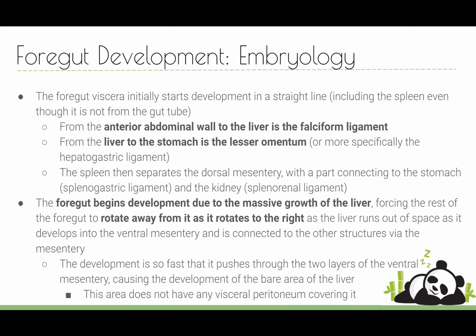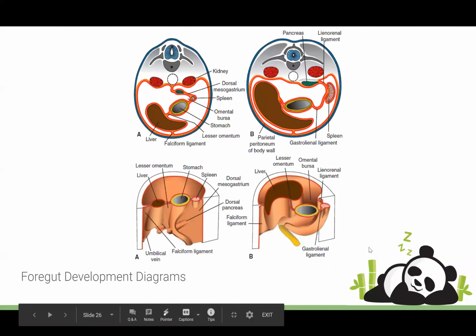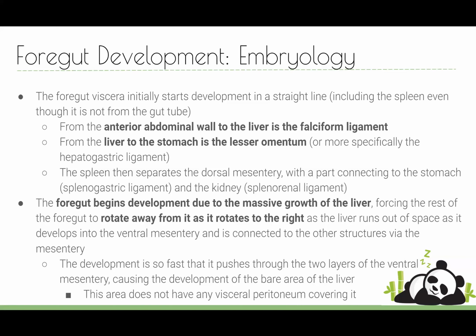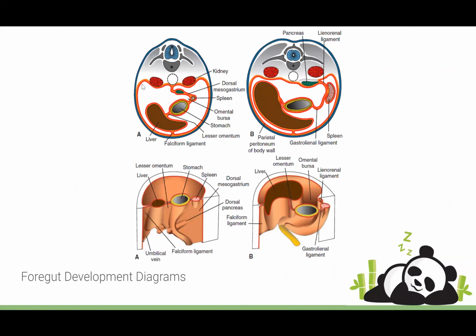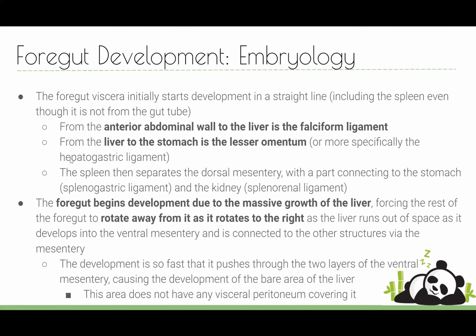Okay, so the foregut viscera initially develops in a straight line, i.e. it's a straight line between the things. Straight line from the spleen, even though it isn't included in the gut tube. And this is the diagram I'm looking at here. So it's a straight line to begin with. From the anterior abdominal wall to the liver is the falciform ligament, as just a point. From the liver to the stomach is the lesser omentum, or more specifically the hepatogastric ligament. And then the spleen connects the dorsal mesentery to a part connected to the stomach.